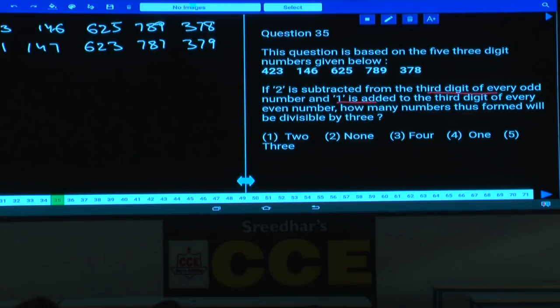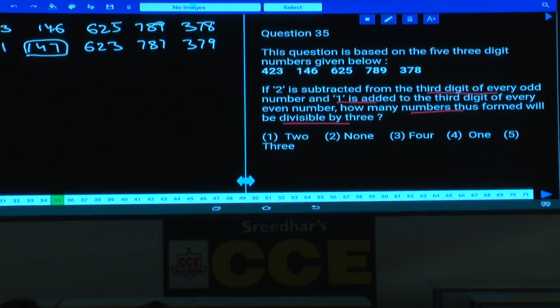Then how many numbers thus found will be divisible by 3? Yes, how many numbers will be divided by 3 here? In order to be divisible by 3, what is the divisibility rule? The sum of the digits must be divisible by 3. 4 plus 2 plus 1 is how much? 7, and 7 is not divisible by 3. 1 plus 4, 5 plus 7, 12. Hence this number is divisible by 3.